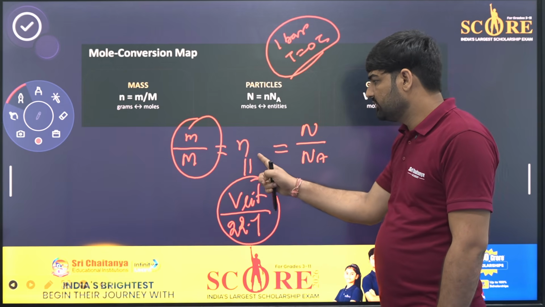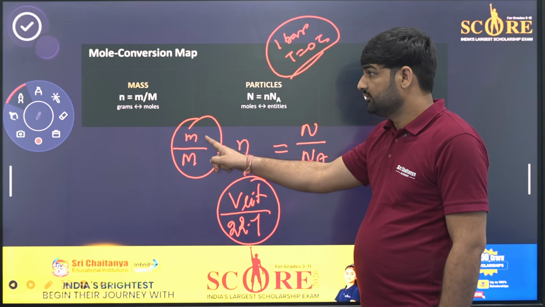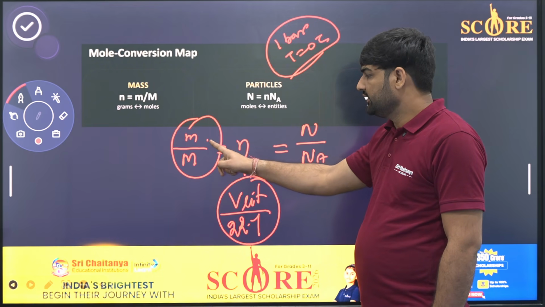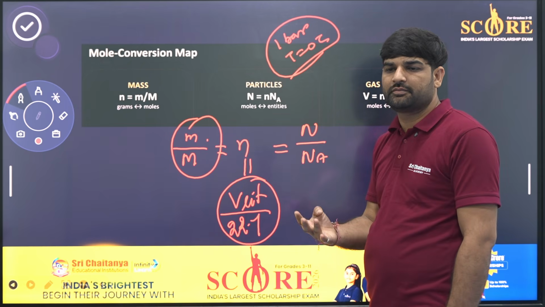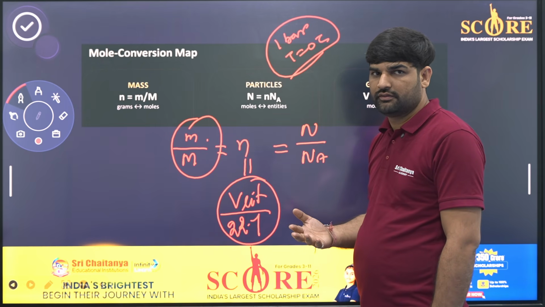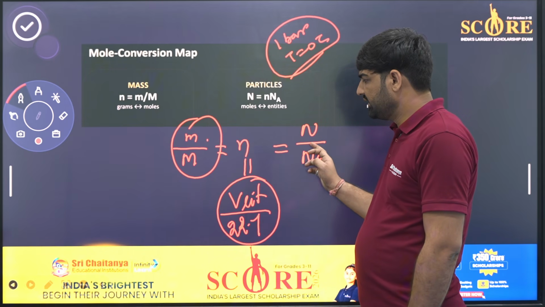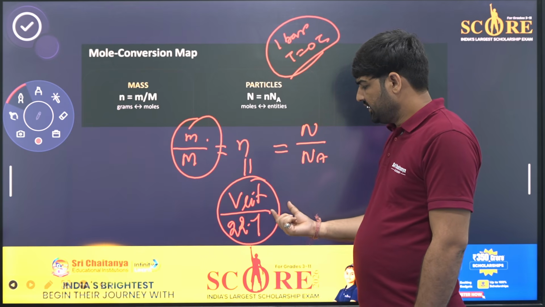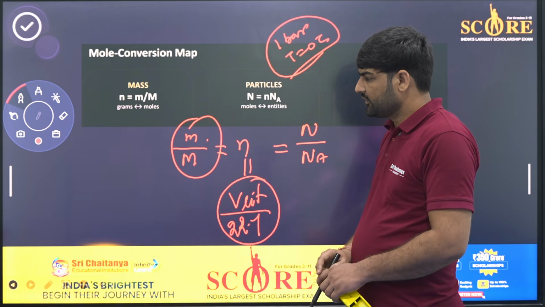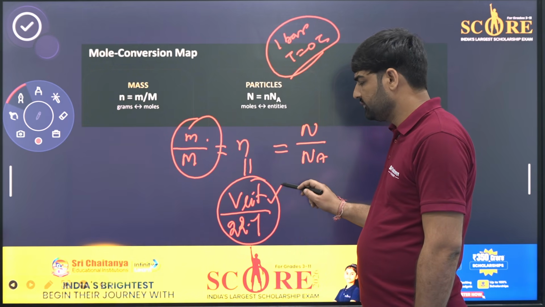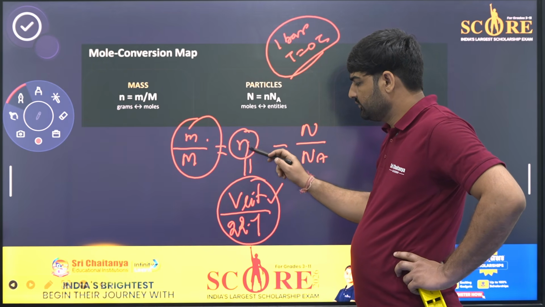So these are mole calculation formulas. If mass is given in gram, then you will use this formula. If number of particles, meaning atom, molecule, electron, proton, etc., are given, then we have to use this formula, and if volume at STP is given, then we have to use this formula. If mass is given and we have to calculate volume, then we have to go for first mole, then we have to go for volume.